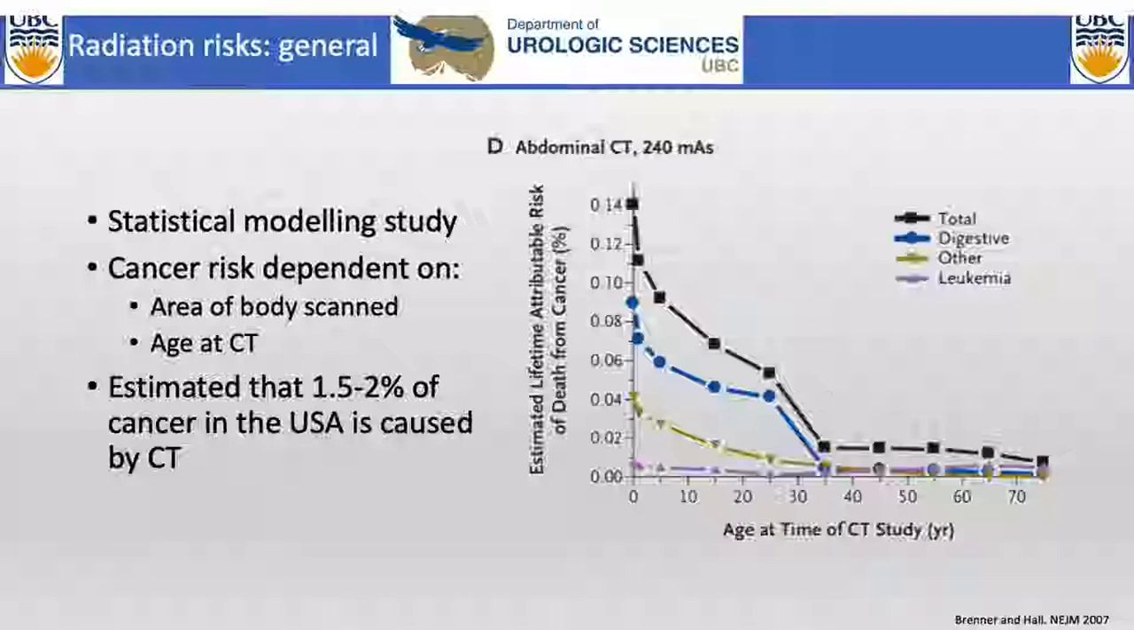On the right side, you can see the lifetime attributable risk of having a CT scan. The numbers are still low, but much higher the younger you are. So having a CT scan in a pediatric patient will have a far more significant effect on their cancer risk than doing it in someone older. The numbers really drop off around the age of 35 and over. So after that, you can sort of scan away.